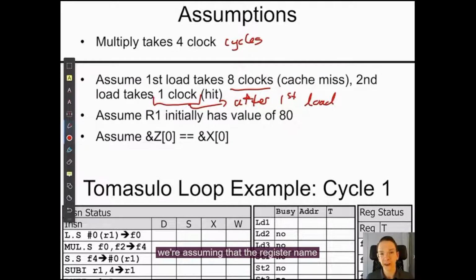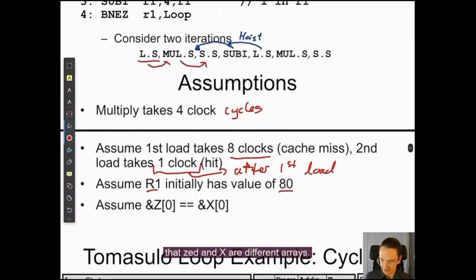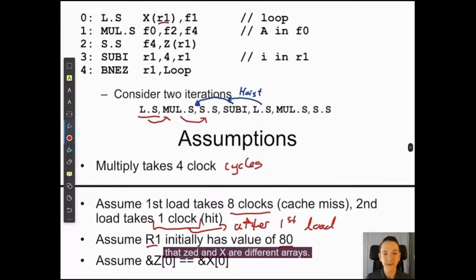Again, we're assuming that the register name R1 holds the length of the arrays, so it has an initial value of 80. And for convenience, although the program above says that Z and X are different arrays, for convenience of this example, I'm going to assume that, in fact, the destination array is the same.